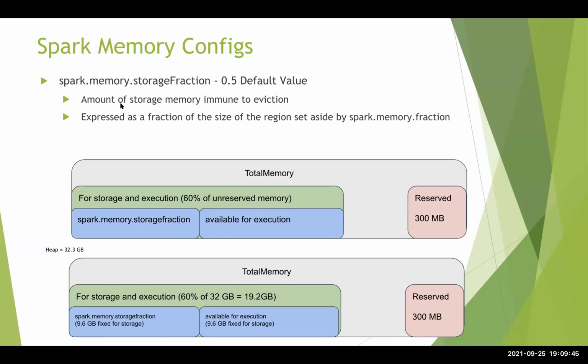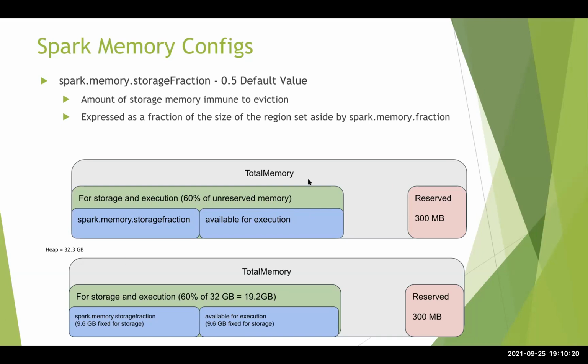Now the amount of storage memory is immune to eviction. So you cannot change whatever storage memory you have. It is immune to eviction. It is expressed as a fraction of the size of the region set aside by spark.memory.fraction. So spark.memory.fraction is 60% and spark.memory.storageFraction is 50%, and that is part of this 60%, within this 60%. I will explain in detail what we mean by immune to eviction in the next slide. But I hope this is clear.